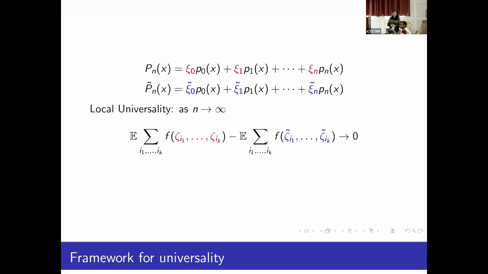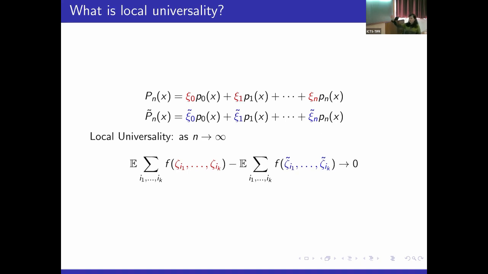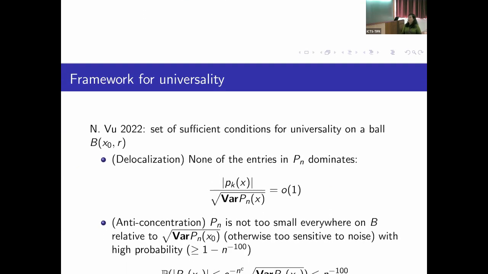Then local universality says this. Let's say your P_n has this form, the sum of c_i p_i x, where the c_i's are general random variables, for instance, plus or minus 1. Now, you would compare it with the Gaussian, P_n tilde, where the c_i is now replaced by the c_i tilde, which are Gaussian. Now, local universality would say something like this. Under general conditions, one would expect that the expected value of the statistic for P_n would be not too far away from the statistic for the Gaussian case.